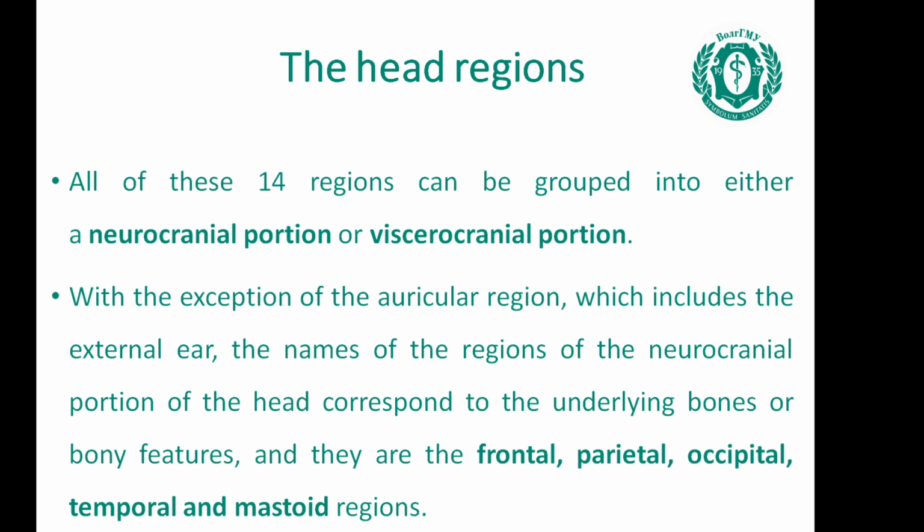All of these 14 regions can be grouped into either a neurocranial portion or viscerocranial portion. With the exception of the auricular region, which includes the external ear, the names of the regions of the neurocranial portion of the head correspond to the underlying bones or bony features, and they are the frontal, parietal, occipital, temporal, and mastoid regions.